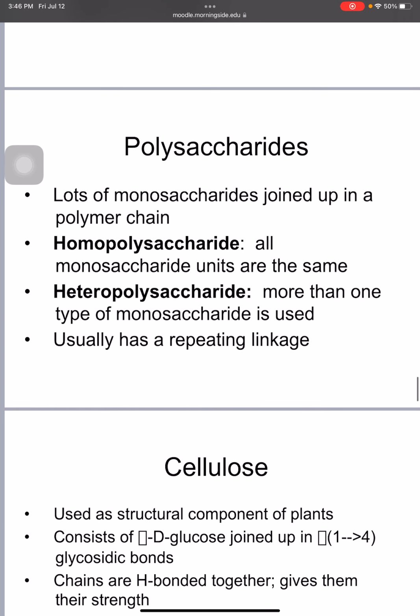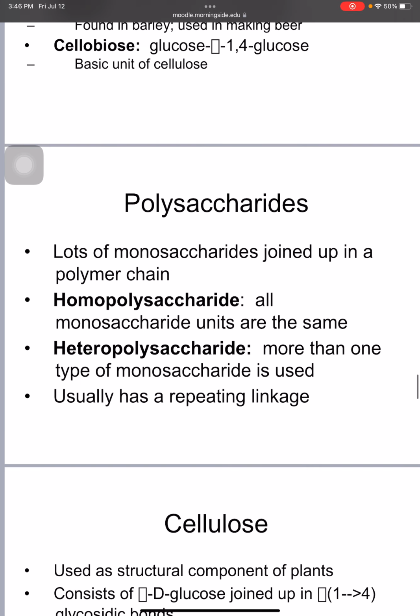All right, deep breath. Let's talk about polysaccharides. Well, polysaccharides, exactly what you expect. You're gonna have lots of monosaccharides. You're gonna have lots of glycosidic linkages. And there's a variety of different polysaccharides you have. So we're not going to talk about all of them, but we're going to talk about some of the more interesting ones. First of all, some terminology.